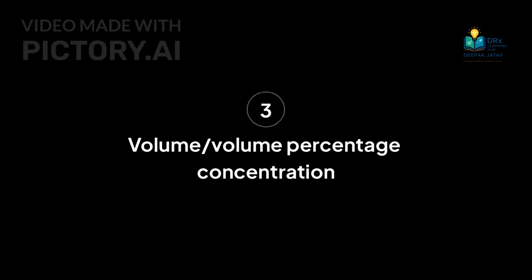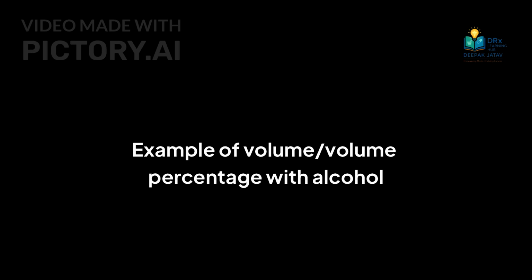Lastly, volume by volume. Volume percentage shows milliliters of solute per 100 milliliters of solution. For instance, 70% v/v alcohol means 70 milliliters of ethanol in 100 milliliters of solution.